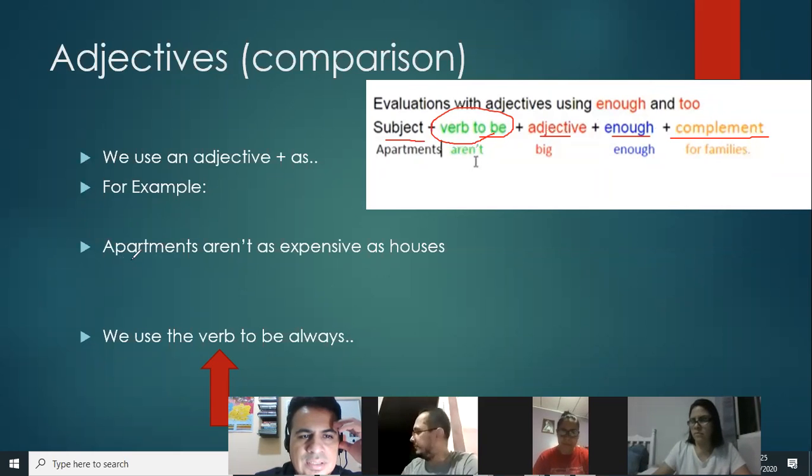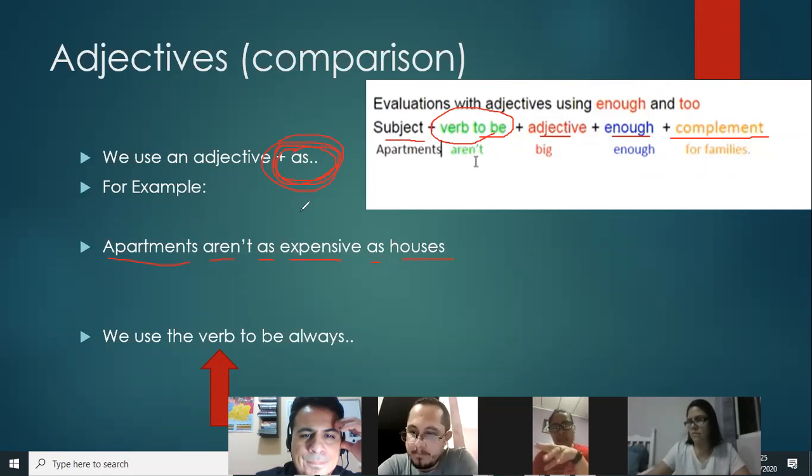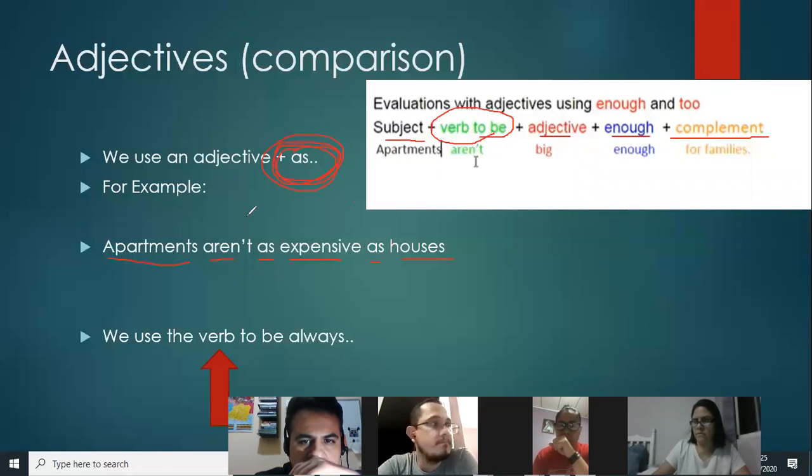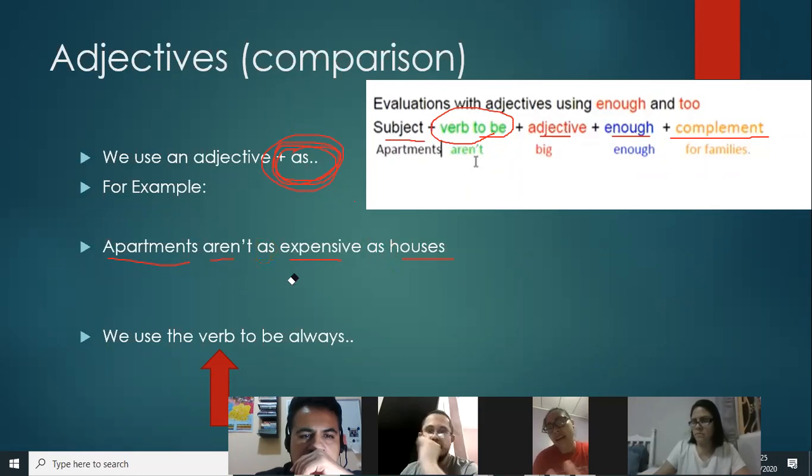Okay? Now, aquí hay otra. Esta está un poquito más clara. Vamos a usar también as. For example, apartments aren't as expensive as houses. ¿Qué estoy comparando? In this case, as has both meanings. ¿Cómo? First as is tan. Second as is como. El primer as es tan y el segundo es como. El segundo as significa como.